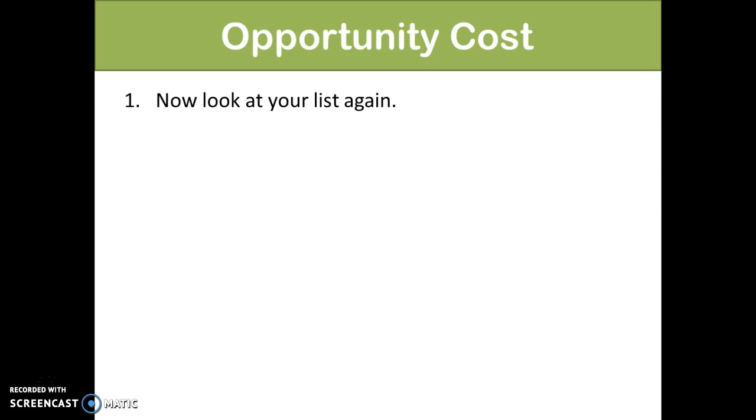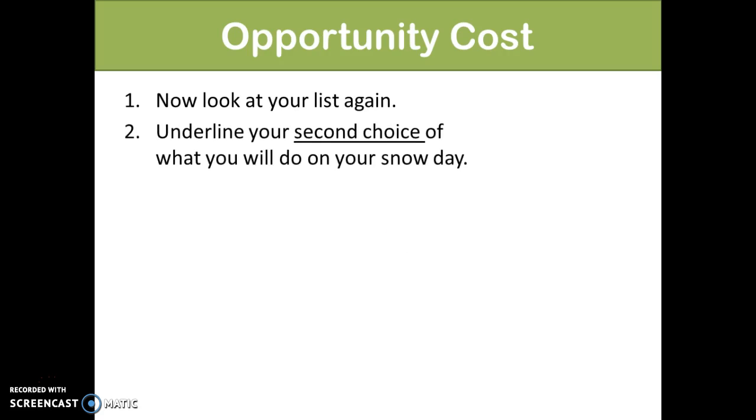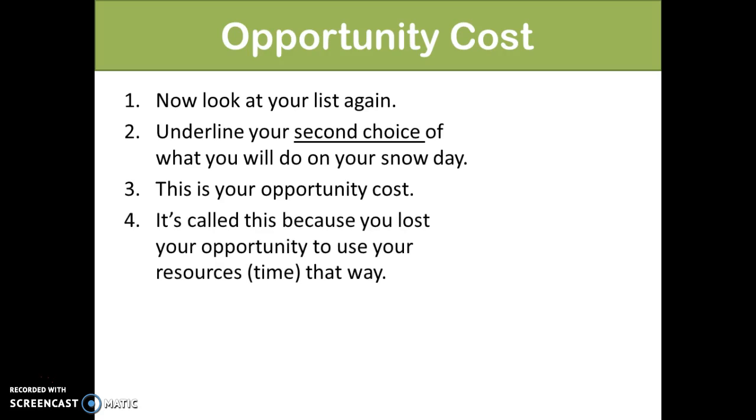Your opportunity cost then, when we look at your list, underline your second choice of what you will do on your snow day. Let's say that if you didn't shovel the driveway, you would have gone into work and gotten some extra hours in at work. That's your opportunity cost. That's your second choice. And so you've circled your first choice. That's what you do. You put a T next to all of the other options, and then you underline your second choice, and that already has a T next to it, but you should also write OC next to it because that's your opportunity cost. It's called this because you lost the opportunity to use your resources in that way.